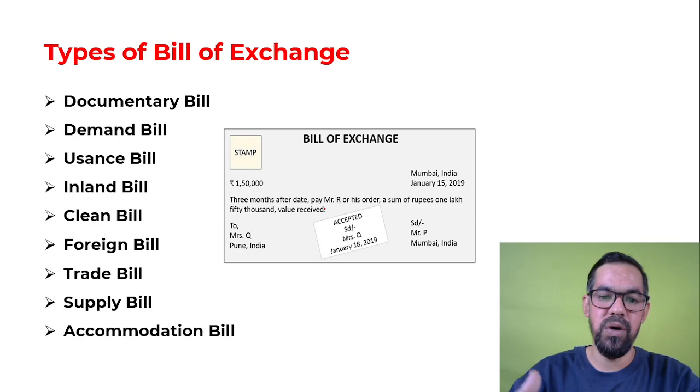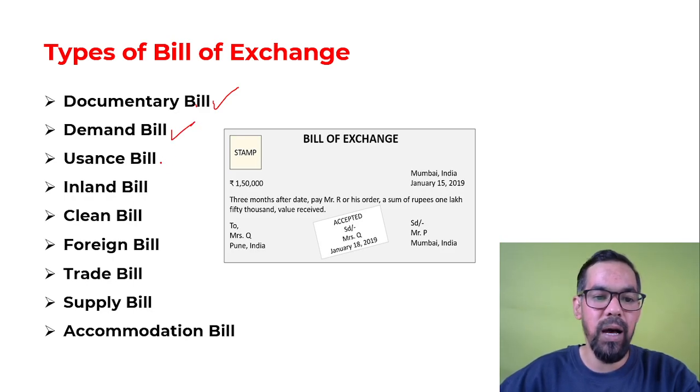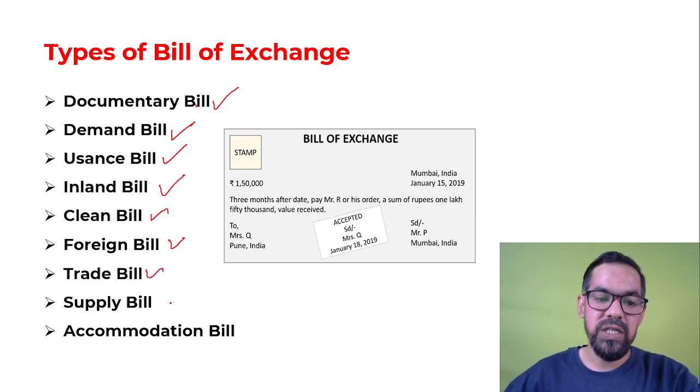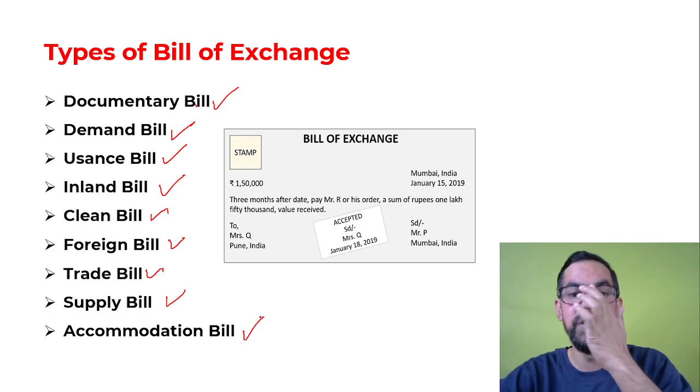We have a number of types of bill of exchange. I hope some of these you have heard many times. We have documentary bill, demand bill, usance bill, inland bill, clean bill, foreign bill, trade bill, supply bill, and accommodation bill. We will discuss these one by one, along with their features.